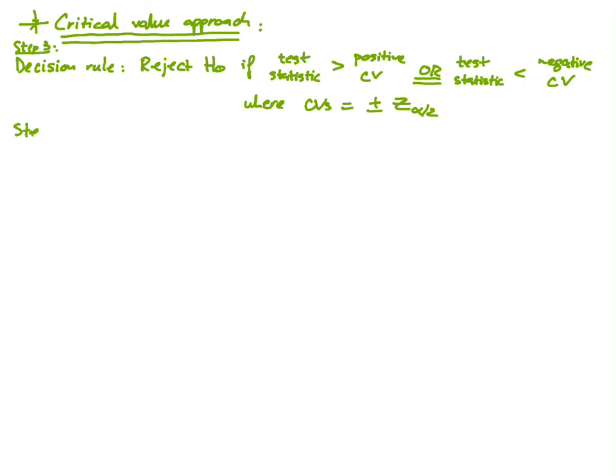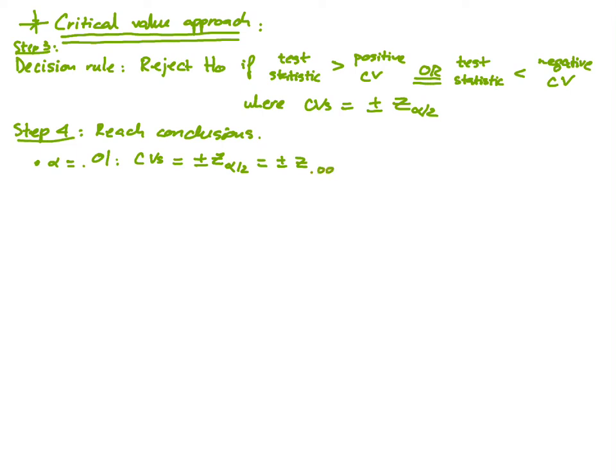Now let's draw conclusions. When alpha is equal to 0.01, then the critical values are plus minus z sub alpha over 2, which is plus minus z sub 0.005, which is plus minus 2.58.